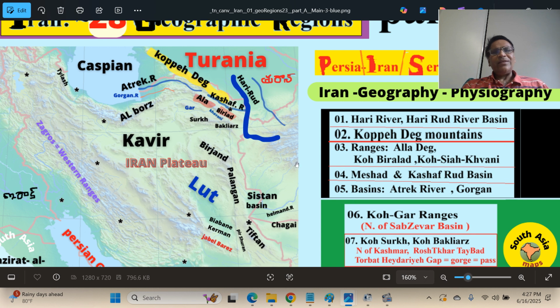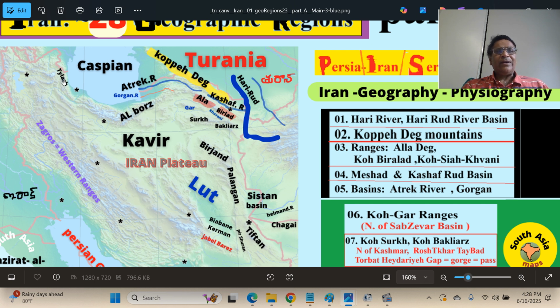Then the other is the Atrek River. Atrek River is the northern border between Iran and the Turkmenistan region, and that is the Atrek River and its tributary Sumbar River. There is also another river that cuts through the Kopedeg mountain, that is the Gorgan River. This is the Gorgan River here, south of Atrek River. This is the Caspian Sea.